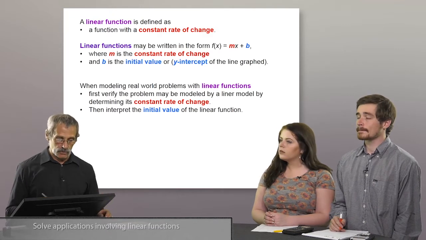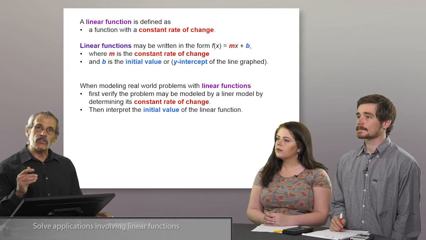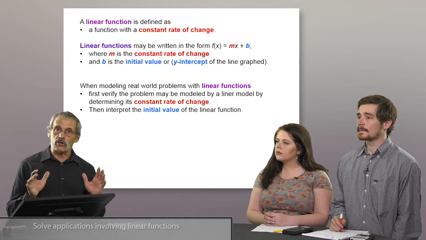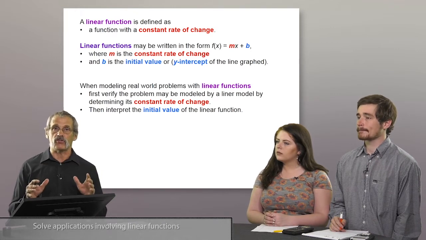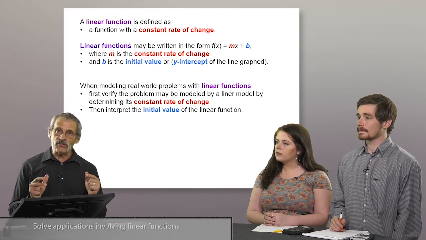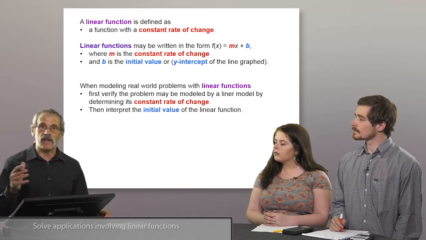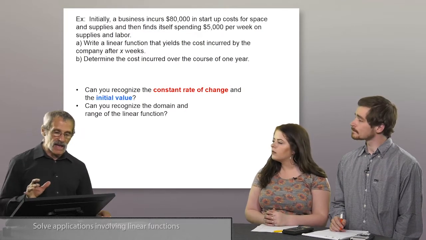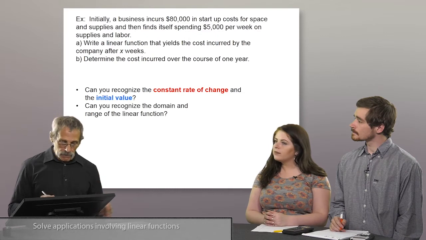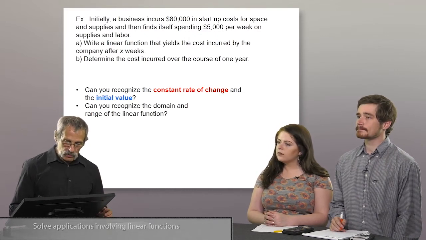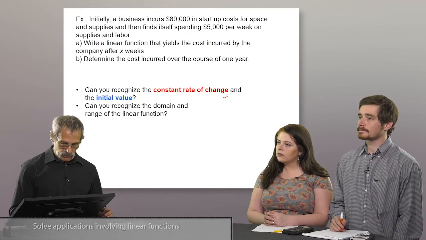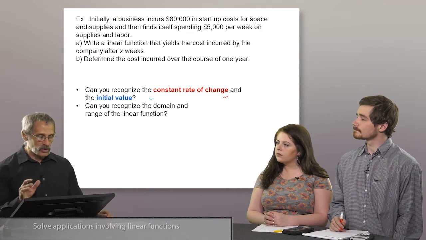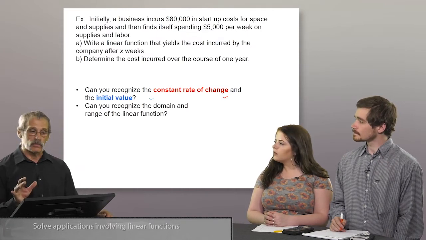So whenever you read through these real-world problems with linear functions, you want to see if you can first verify that it is linear. Can you recognize the constant rate of change? And is it possible in the problem to recognize the initial value, so that when graphed, that would be the y-intercept? So the problem we have here, I want to read through. But as I read through, I'd like to ask you to see if you can recognize the constant rate of change and the initial value. And then can you recognize what the domain and range would be from this linear function?